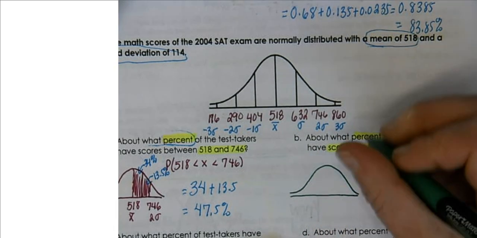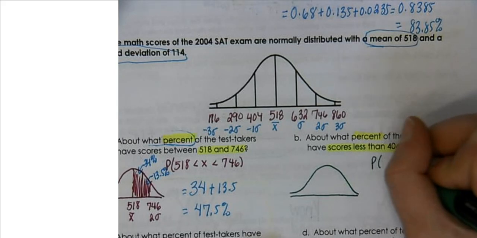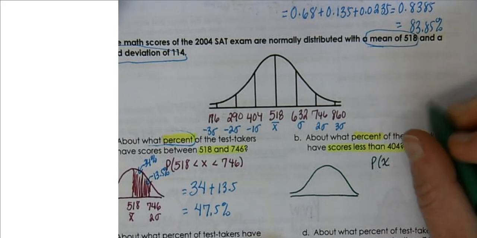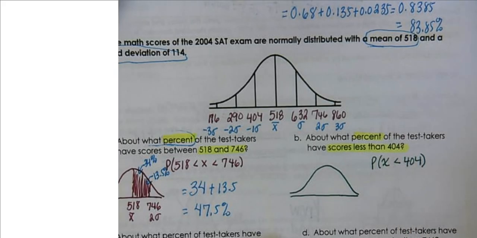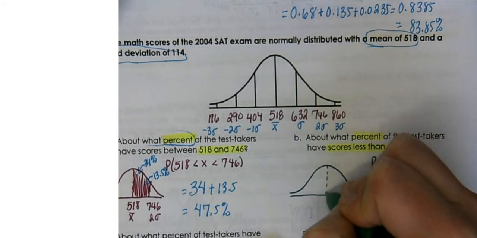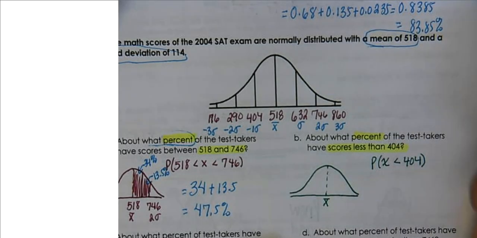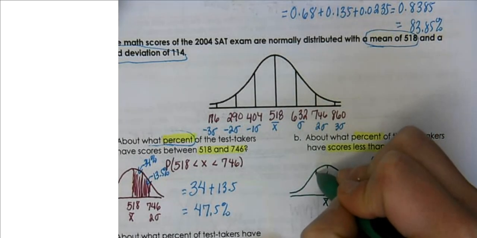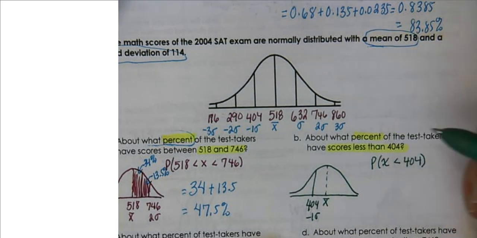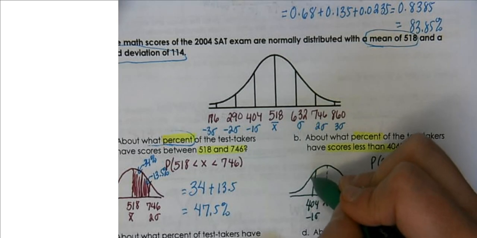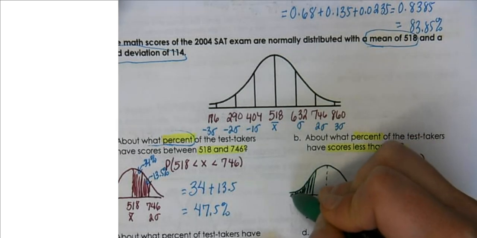So we want to figure out what is the probability that a randomly selected value has a score that is less than 404. So here's where X bar is. We always draw X bar. And then we want one standard deviation below the mean, which is 404. And that is one standard deviation below. And then we want values that are less than that. So I'm going to show you how I would approach this.